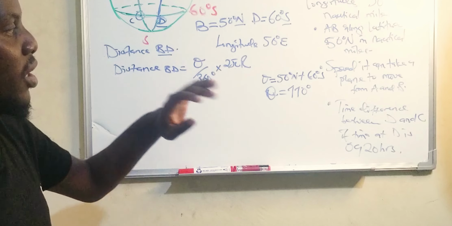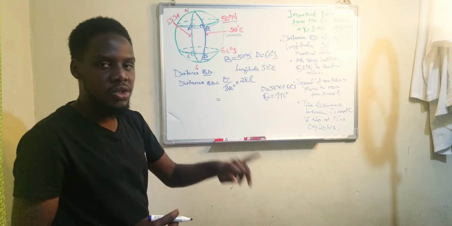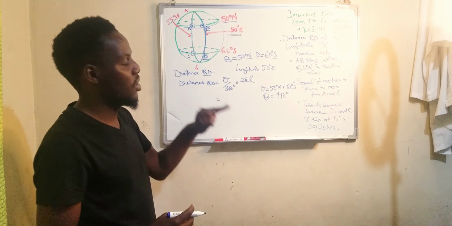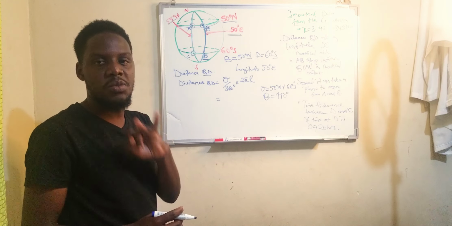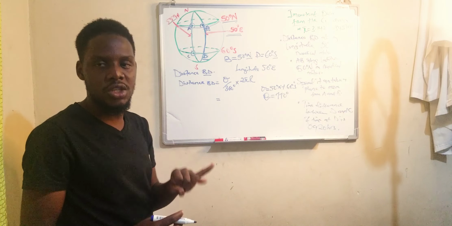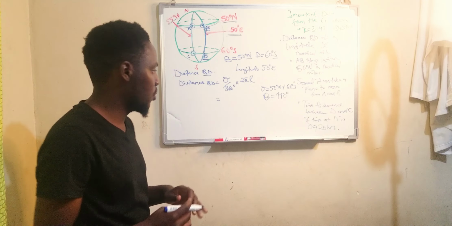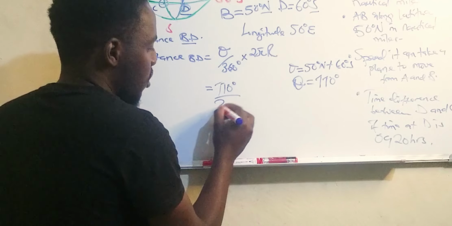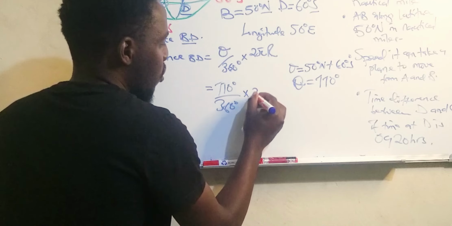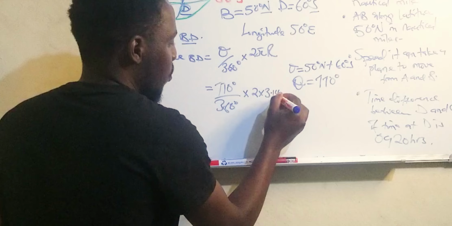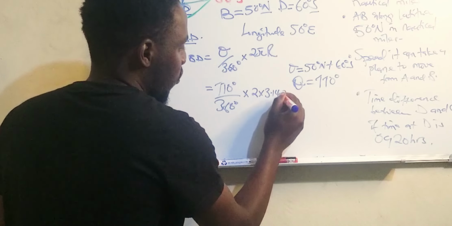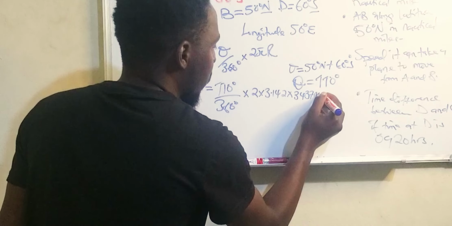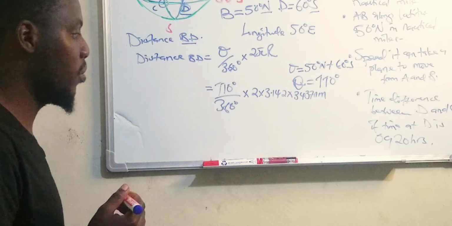So just try to remember two things: how to find the difference, and that when you're calculating the distance in longitude, the difference will be the difference in latitude and not the longitudes. So we're going to have 110 degrees over 360 degrees multiplied by 2 multiplied by 3.142 multiplied by 3437 nautical miles, since they've said we calculate in nautical miles.